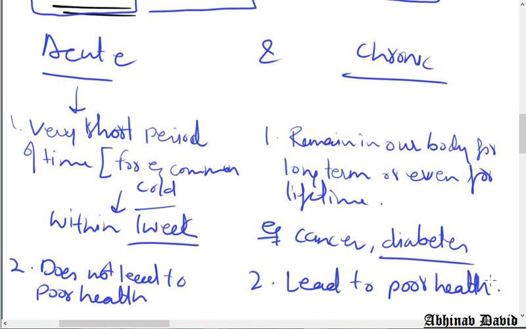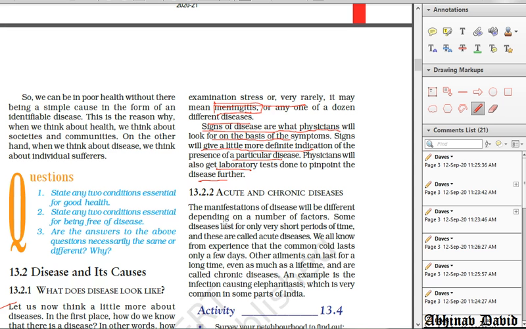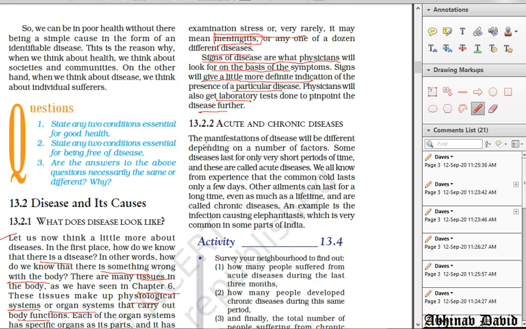So I hope you have understood what is meant by acute and chronic disease. Those diseases which remain in our body for a very short period of time are called acute, and those which remain for a very long time are called chronic diseases. Let us see what is given in the NCERT. The manifestation of the disease, meaning how long it will remain in our body, will differ depending on a number of factors. Some diseases last only for a very short period of time. These are called acute diseases, like common cold. Other diseases can last for a long time, even as much as a lifetime, and these are called chronic diseases. Examples: elephantiasis, cancer, diabetes. There are many long term diseases.